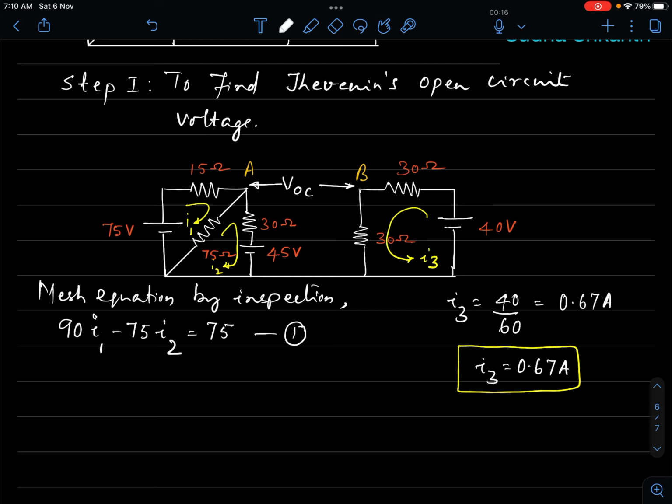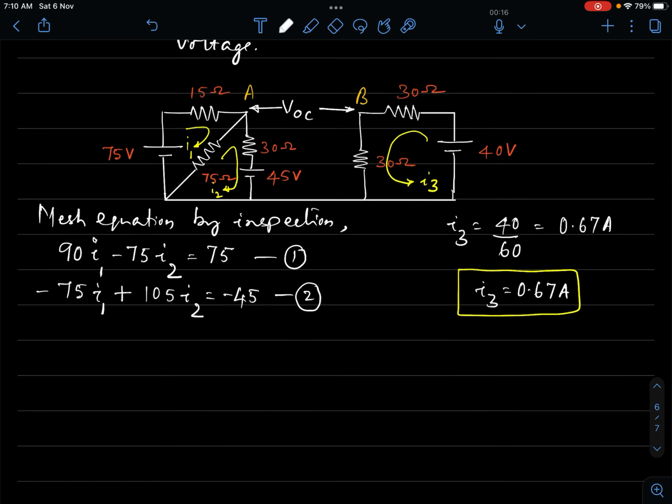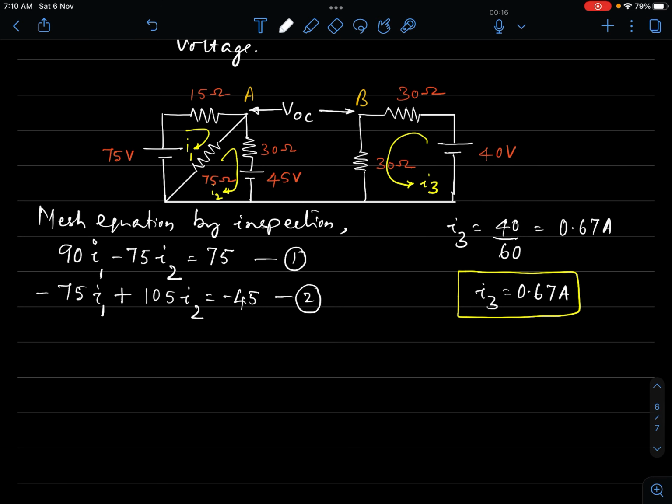Alright. Coming to mesh 2, what is common between mesh 2 and mesh 1? That is 75. That will get minus 75 I1, plus the sum of the resistances in mesh 2, so it is 75 plus 30, which is 105 I2. And this is equal to minus 45. If you're not able to do this, you can write simple equations and then arrive at it. What I mean is you can start from one end. I will show you how to write that also as a side note.